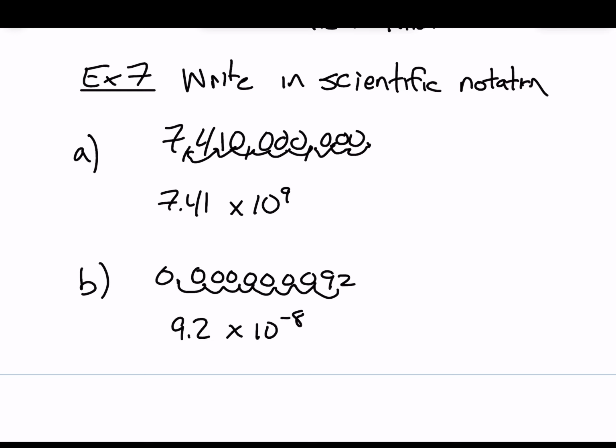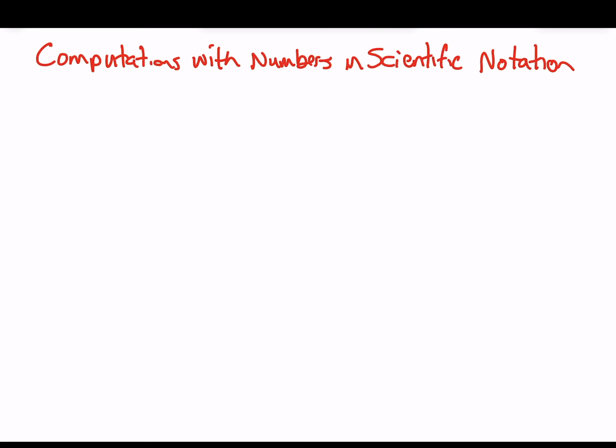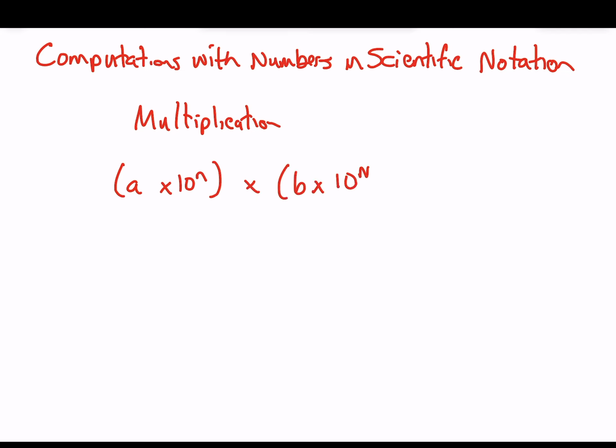What if we wanted to do computations with numbers that are in scientific notation? Computations with numbers in scientific notation. So for multiplication, imagine that we're going to multiply two numbers in scientific notation. So a times 10 to the n times b times 10 to the m. Well, that's just a times b times 10 to the n plus m.